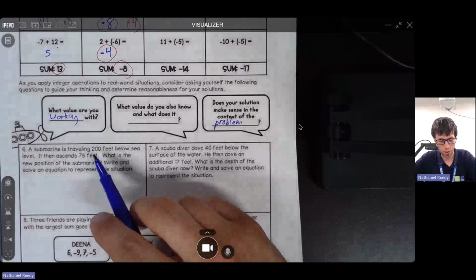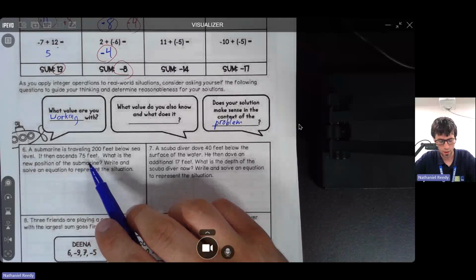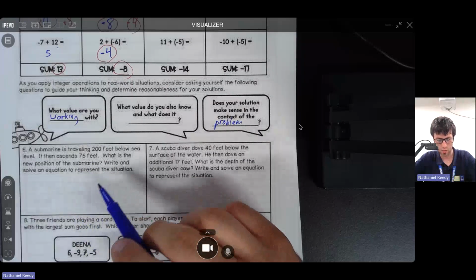A submarine is traveling 200 feet below sea level. Then it ascends 75 feet. What is the new position of the submarine? Write and solve an equation to represent the situation.